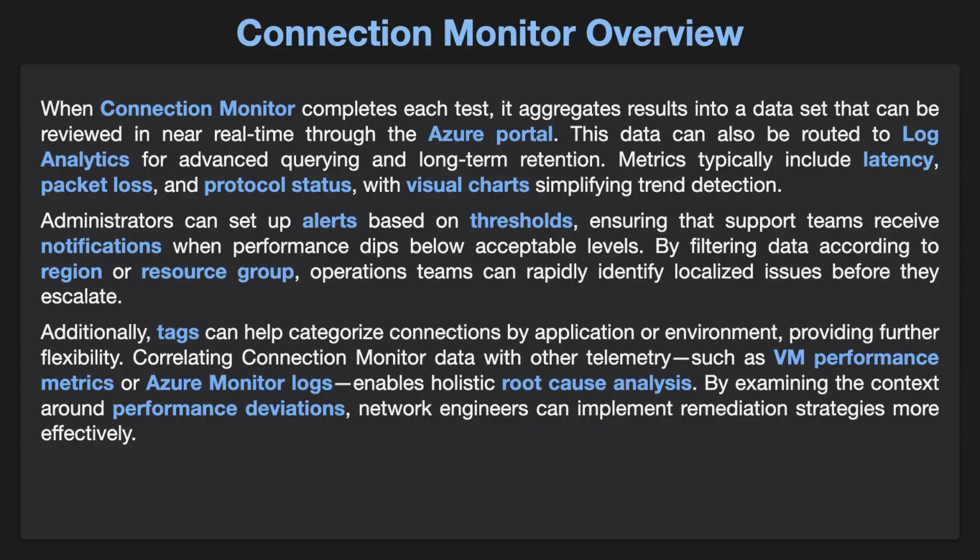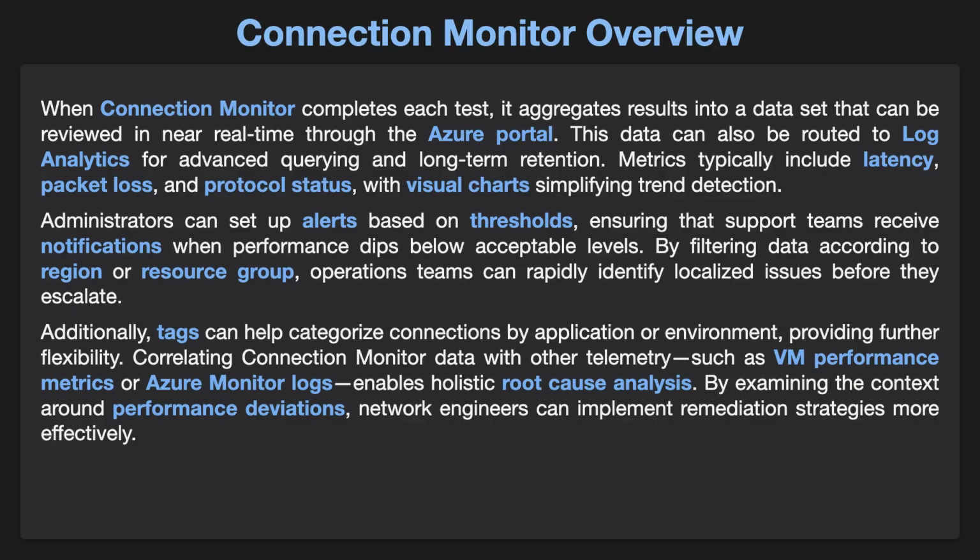When Connection Monitor completes each test, it aggregates results into a dataset that can be reviewed in near real time through the Azure portal. This data can also be routed to Log Analytics for advanced querying and long-term retention. Metrics typically include latency, packet loss, and protocol status, with visual charts simplifying trend detection. Administrators can set up alerts based on thresholds, ensuring that support teams receive notifications when performance dips below acceptable levels.